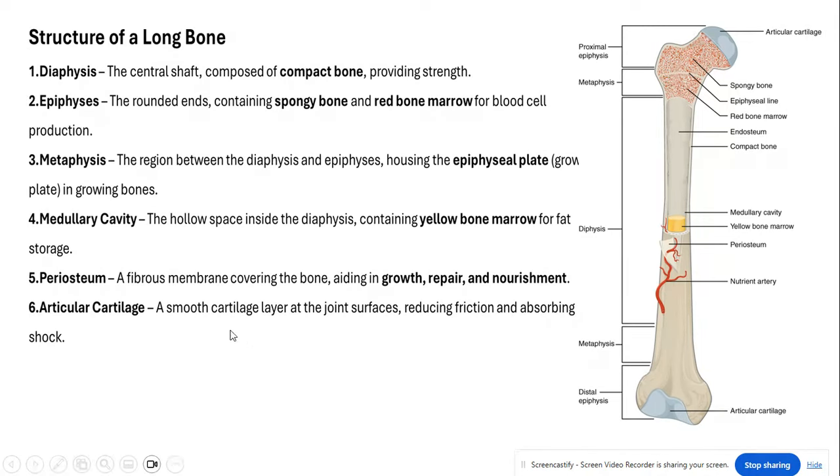Articular cartilage, a smooth cartilage layer at joint surfaces. As you can see right here, it's cartilage. A smooth cartilage layer at the joint surfaces, reducing friction and absorbing shock. Chances are you're going to walk on a long bone, you're going to pull something or lift something. It provides support and mobility. Whenever you have mobility, chances are you will need something shock absorbing there, right?